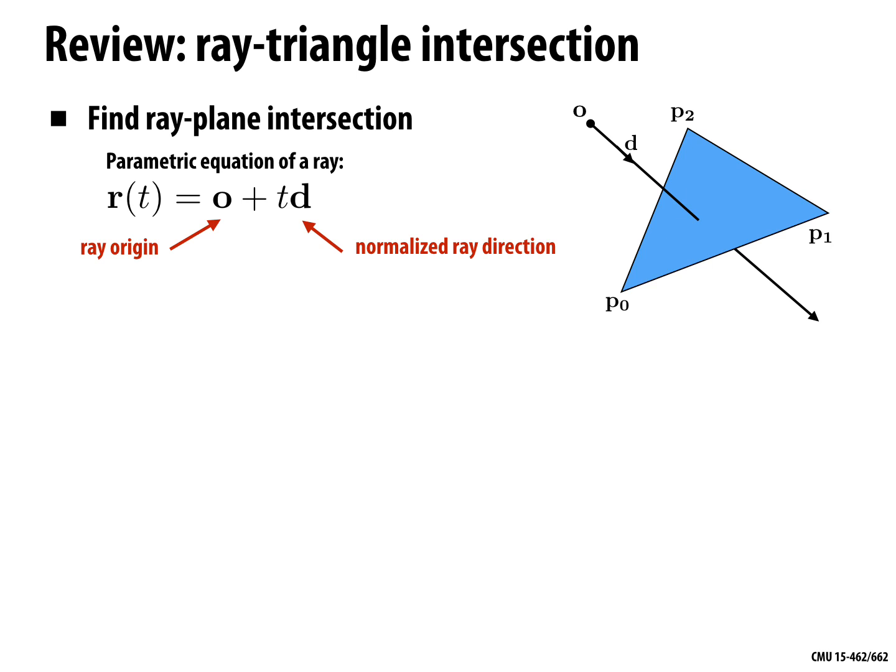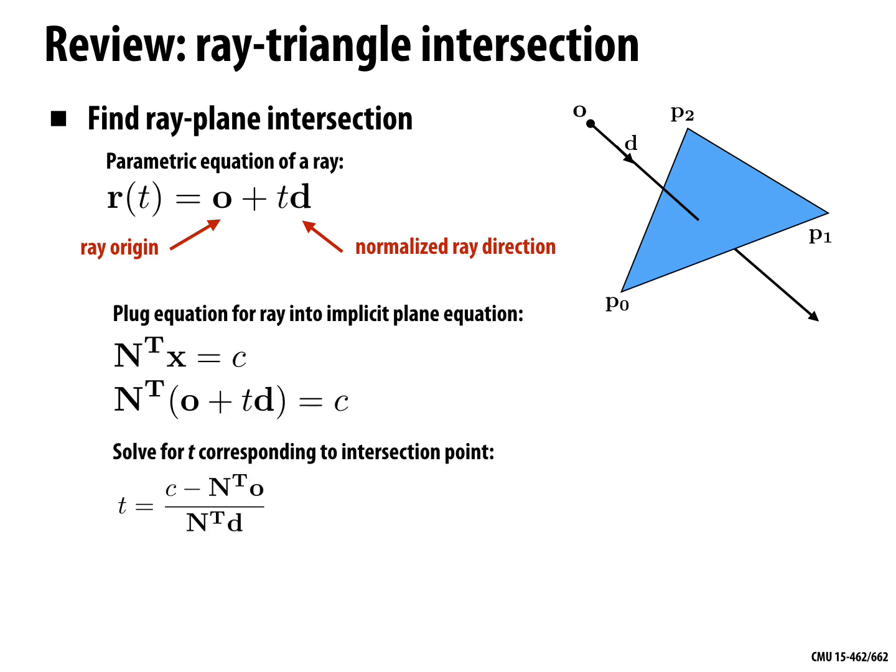So the way we formulated this was to say, okay, we have an implicit equation for the plane of the triangle, something like n transpose x equals c, where n is the normal direction and c is an offset in the normal direction. And then we just plug in for x the equation of the ray. So we want to see for any point along the ray, is this equation satisfied? So that gives us this second equation, n transpose (O plus td) equals c.